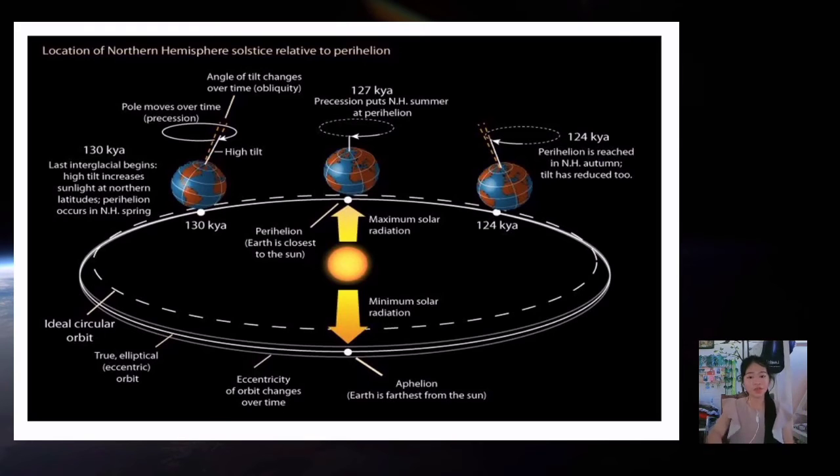Again, if you can see in the illustration, we have this ideal circular orbit. The dotted line is the ideal circular orbit where the planets travel. And it's true that the orbit is elliptical, so it is an eccentric orbit. So the eccentricity of the orbit changes over time.